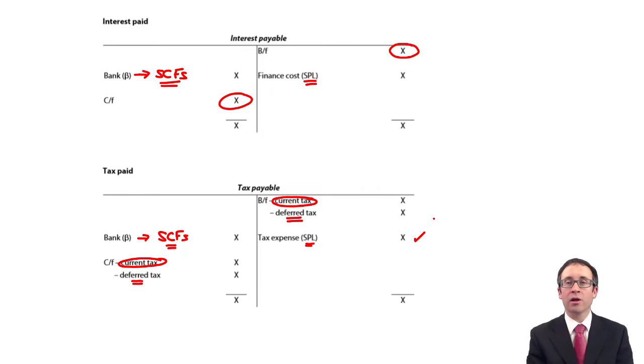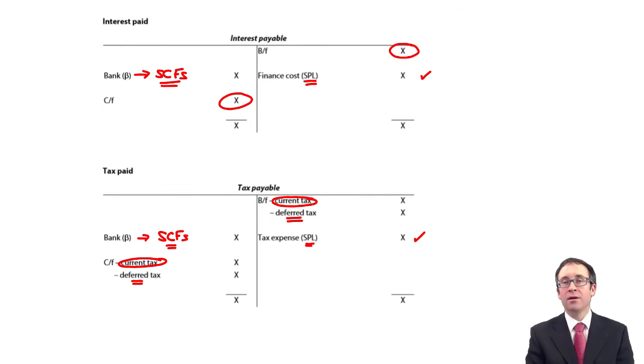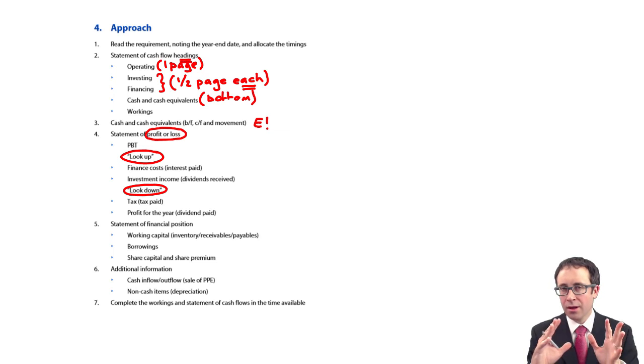You'd need to look at the opening and closing tax payable and deferred tax balances. Similarly, before you've got the finance cost expense that you've adjusted for in operating activities, but what about then using the opening and closing interest payable balance to work out the cash figure? It sounds a lot, but if you stick with it, it works well.